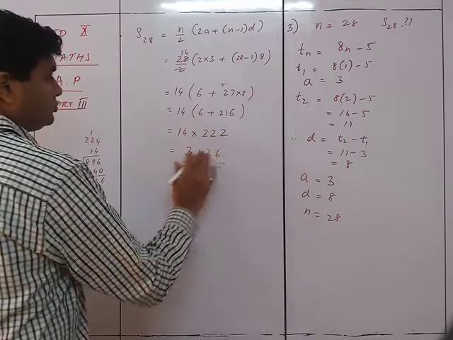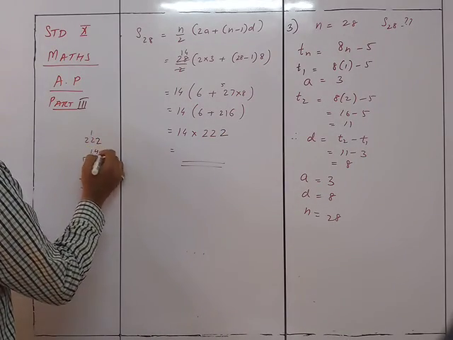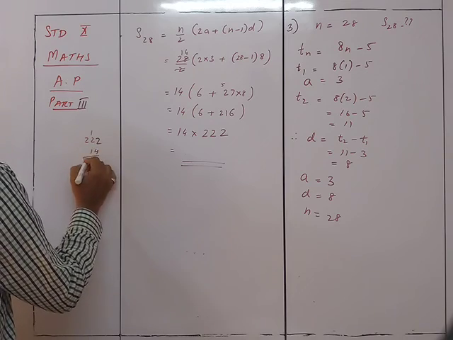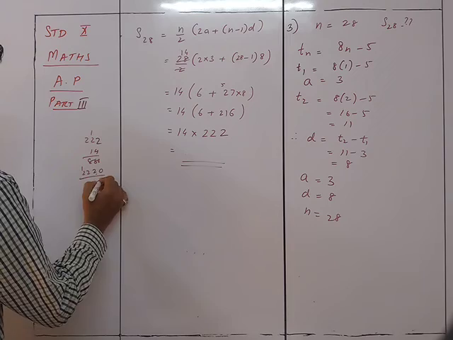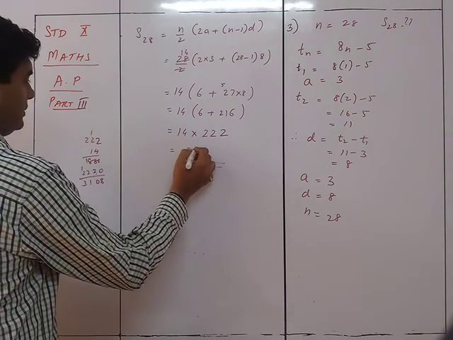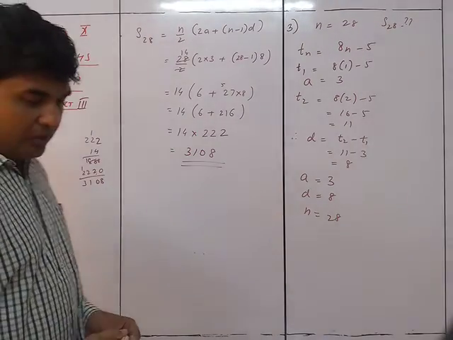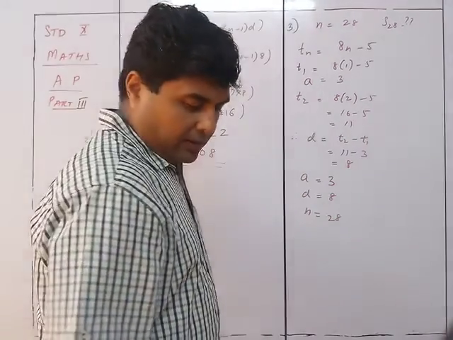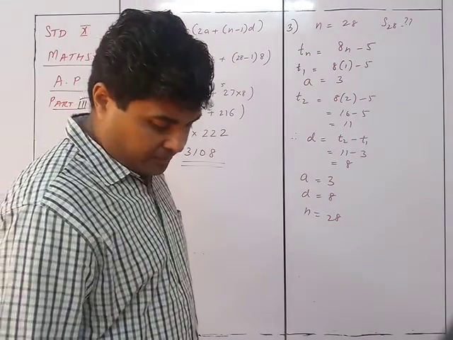222 into 14. So 222 will be 888. And 222 will be 8, 0, 1, 3, 1, 0, 8. So that should be 3108 to be the answer. Right? That is the answer for sum number 3.